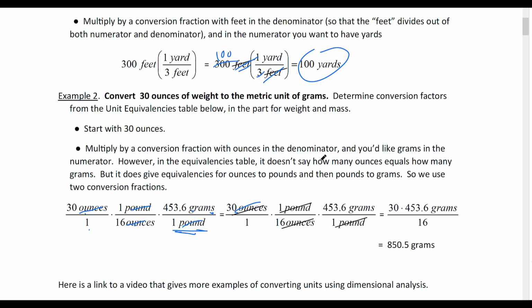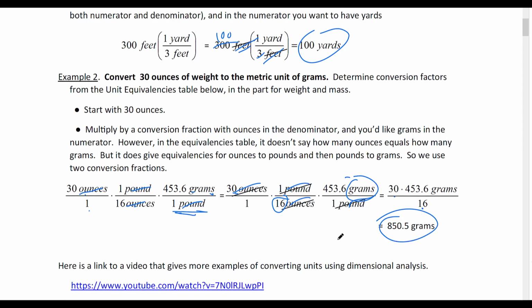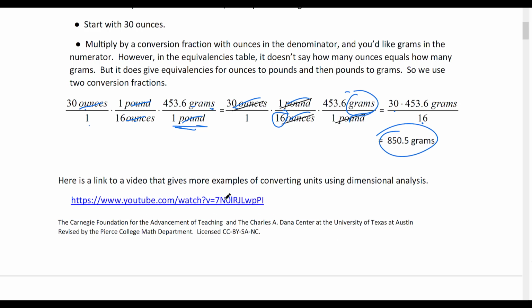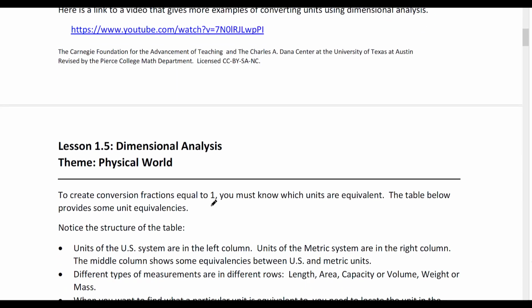So that's what we're doing here. Those go away, these go away. Leaves the units grams on top. So it's 30 times 453.6 divided by the 16 that's still here. And then we get 150.5 grams. That's dimensional analysis. I guess there is a video for you to watch.